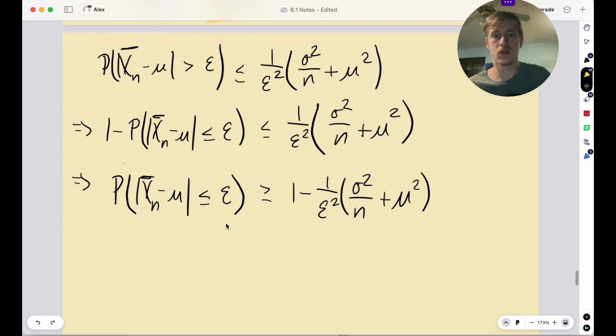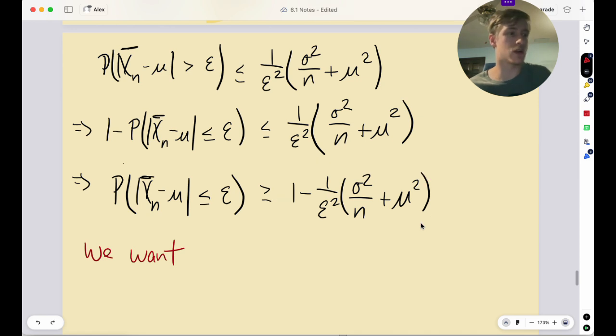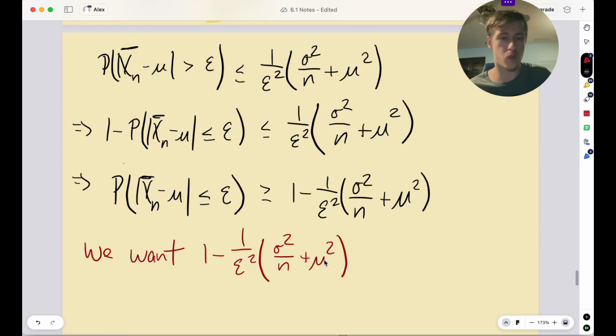Okay, so we want that term plus mu squared to be greater than 1 minus delta. Because if I give you any delta, I want you to be able to pick an n value so that this holds. Okay?